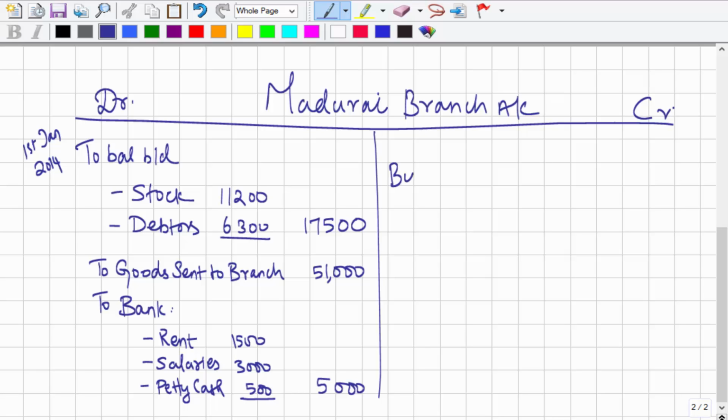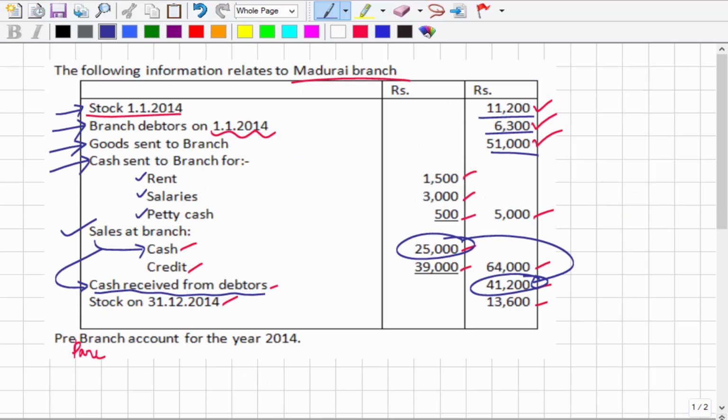By bank, that is head office is receiving money from branch. One is for cash sales, two is for realization from debtors. Cash sales is 25,000, realization from debtors is 41,200. Fine. Then let's go back. Then we have credit sales. Okay, that we'll see where we can use.